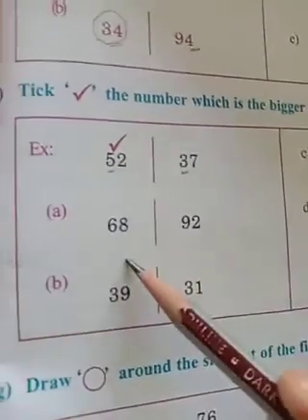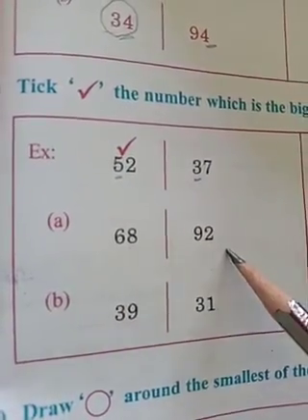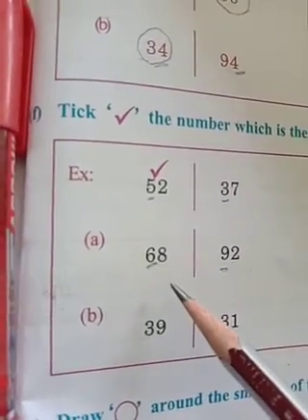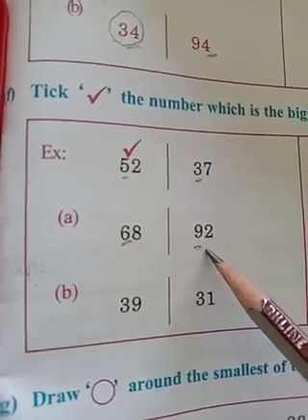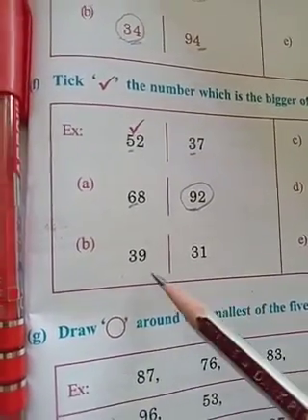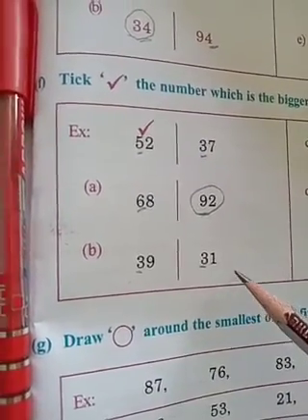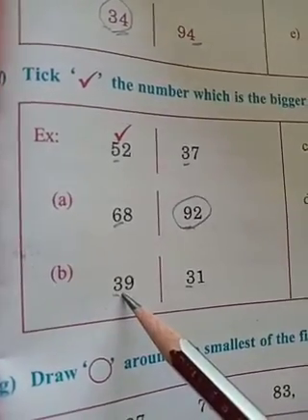See here, 68, 92. Here 6, here 9. Which one is small, which is big? 6 tens or 9 tens? 9 tens only is big, children. So 92. So here 39 and 31. The tens place is the same only. So now we are checking the ones place number, 1 and 9. So which one is big here? 9 only is big. So the number 39 only is big.